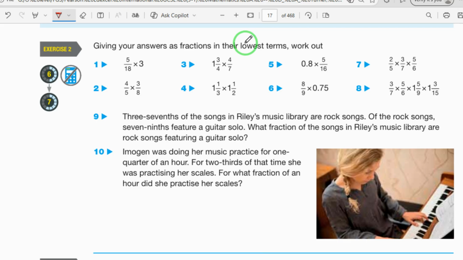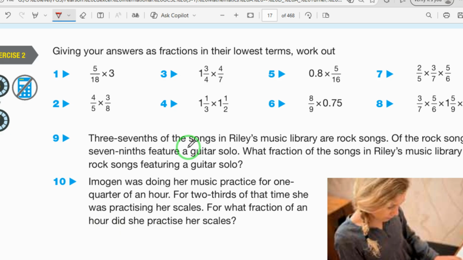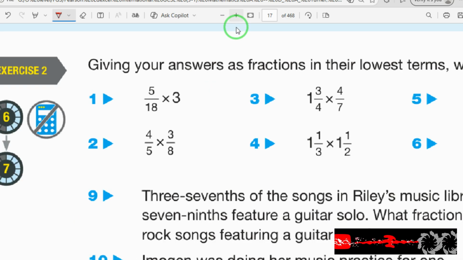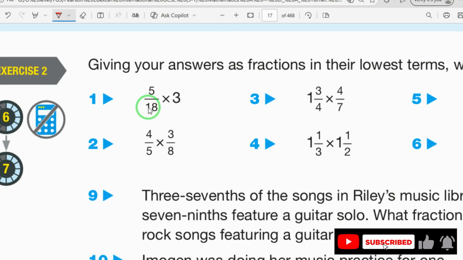Today we are going to work out or calculate exercise 2 from the Excel book, Pearson company. So let's start this exercise. We come to question number 1. In question number 1, you should simplify this question.